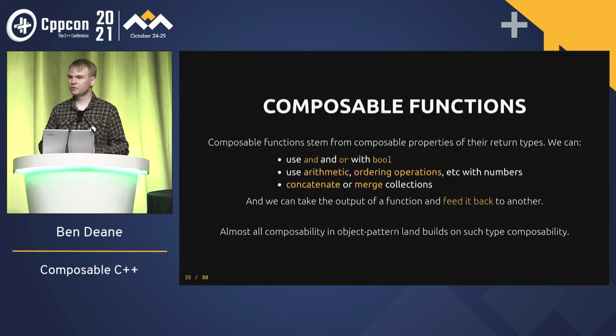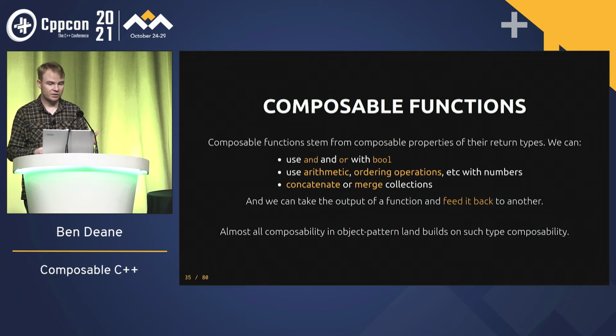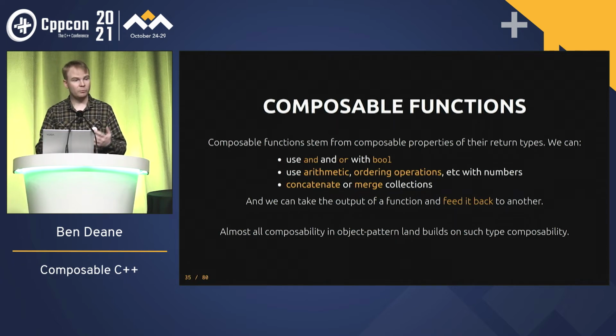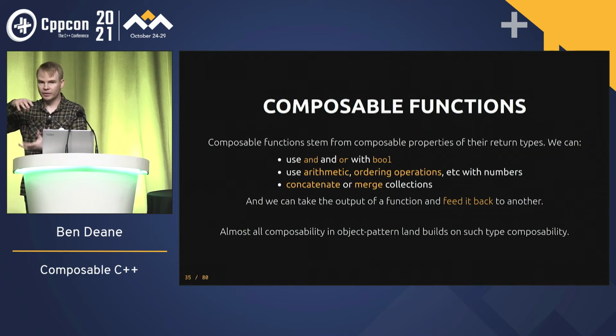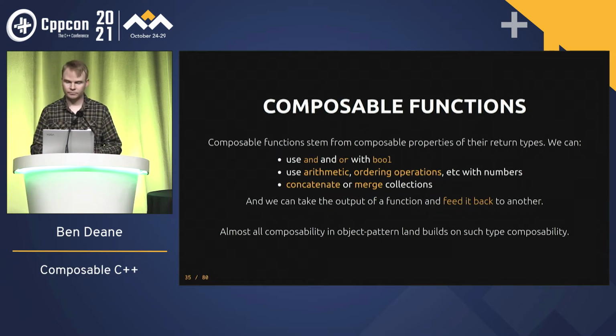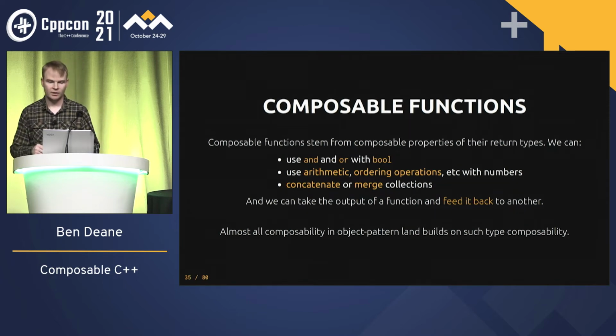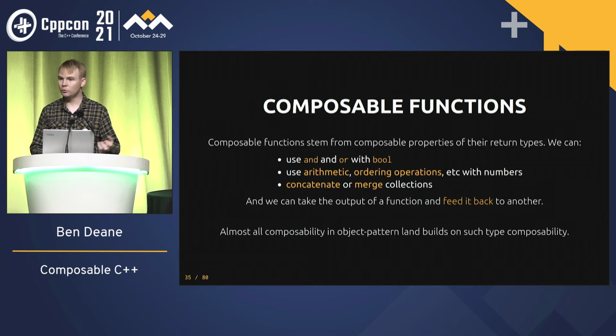So composable functions stem directly from the composable properties of their return types. Bool is the simplest, and, or. And then we move up to numbers with arithmetic and ordering operations and things like that. And finally, we move up to collections where we concatenate them or merge them. And in some sense, it's all sort of turtles all the way down. You can have collections of numbers, et cetera, et cetera. And functions that take the same types as they return in some way unlock that ability to feed back and get that kind of composition. So these are the basics of type level and function level composition. And these lead directly to almost all composability when we move up to objects and patterns.